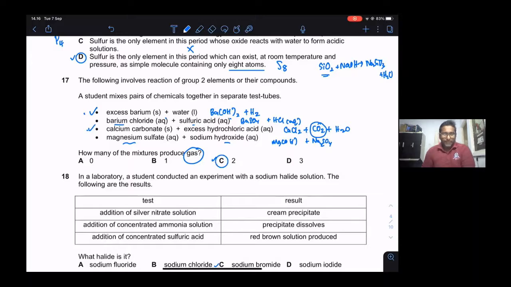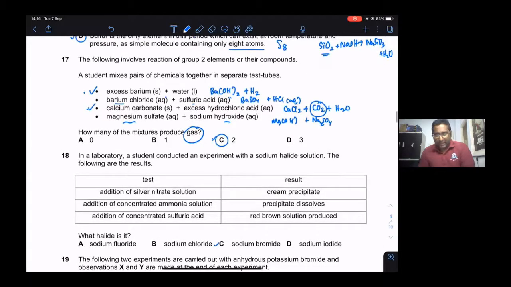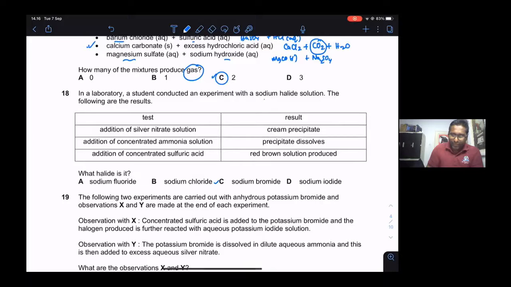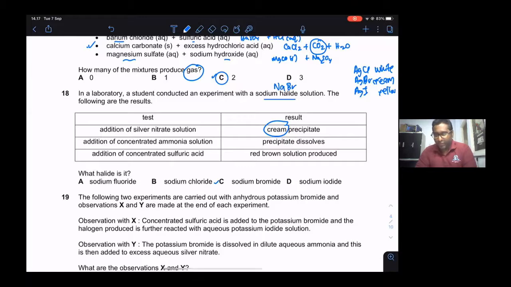Next, 18. A student conducted an experiment with sodium halide solution. The following are the results. The moment you see a cream precipitate with silver nitrate, you need to know silver chloride, silver bromide and silver iodide. Must know: white precipitate, cream, and then yellow. So we are talking about AgBr. This definitely has to do with Br, so sodium bromide.